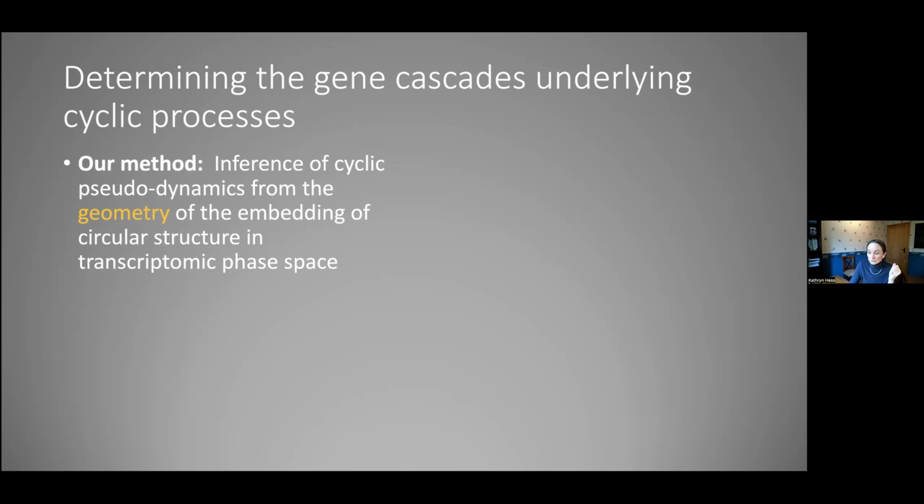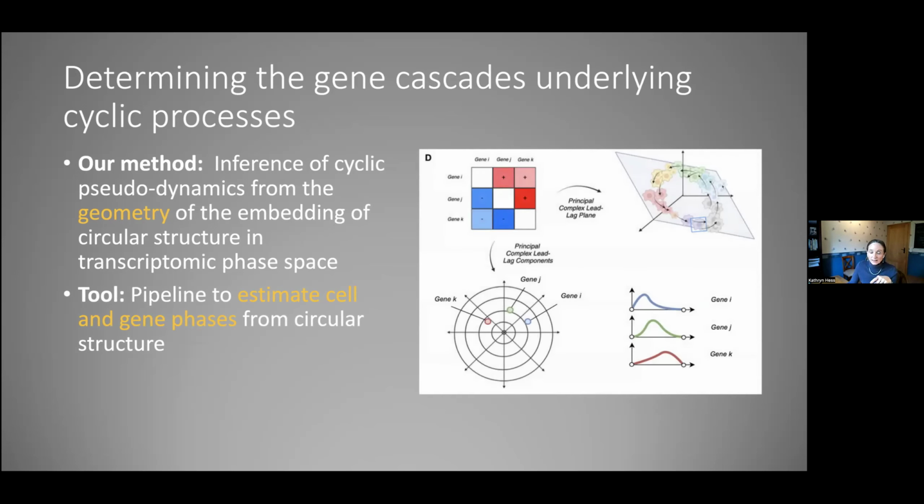So from the geometry of this embedding, and that's what I'll explain. What that gives us then is a pipeline to estimate, once you have this circular structure, really what the phases of the different cells and genes are as you evolve through the circular structure. So the idea here, I'll come back here again, is sort of a cartoon. We're going to end up with some sort of matrix, a nice skew-symmetric matrix, from which we're going to be able to read things about which genes are leading which other genes.